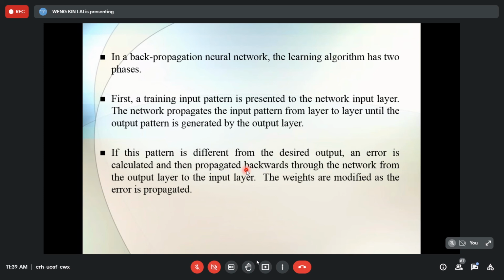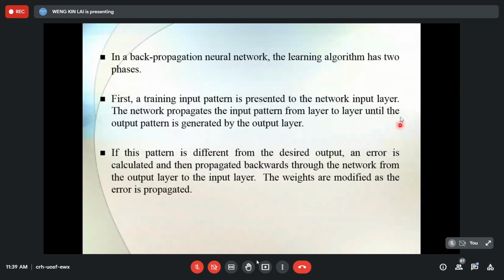The error is now moved backwards. That's why the name backpropagation. If you imagine input patterns on the left and output over here on the right, I move the input forward, feed forward, from left to right until the output is calculated at the right-hand side, the rightmost side of this slide.